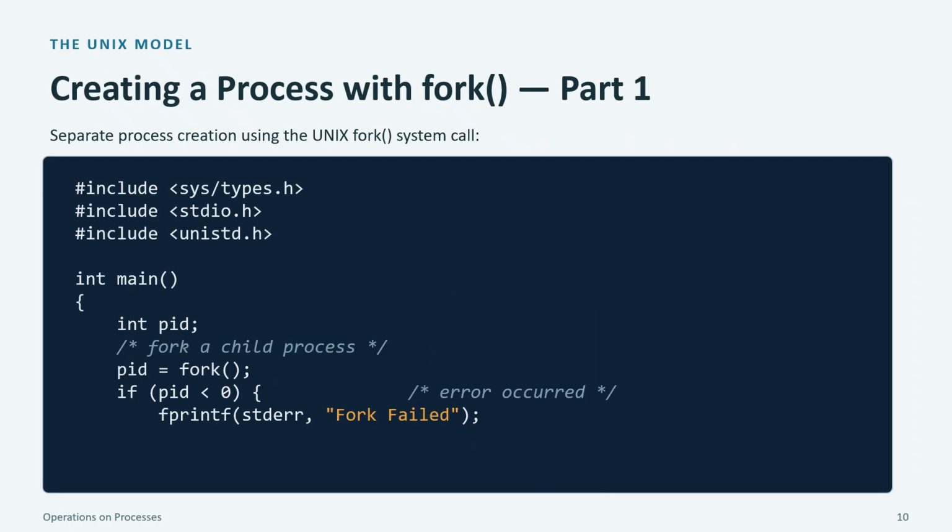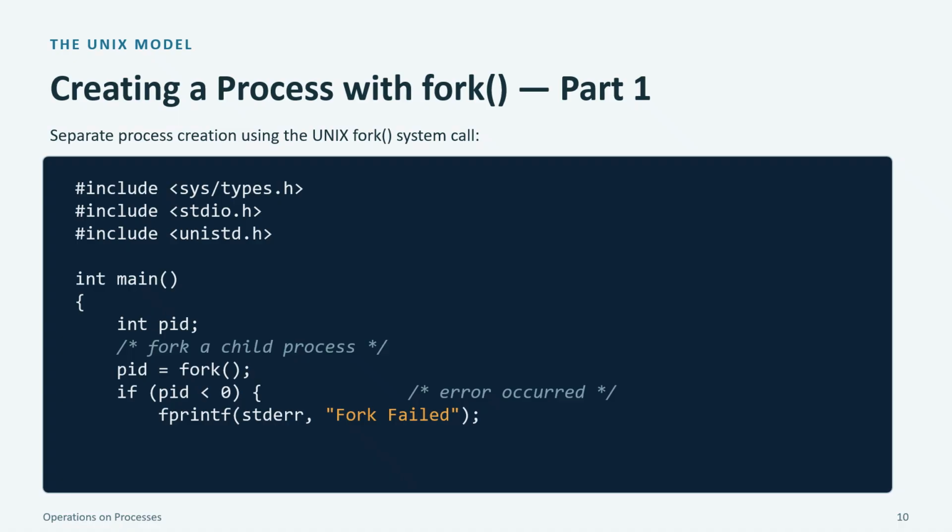Now let us look at a simple C program using fork. First, we include the required header files. We include sys/types.h, stdio.h and unistd.h. Then we define the main function. Inside the main function, we declare an integer variable called pid. Next, we call pid = fork(). This is an important statement. The fork system call asks the operating system to create a new child process. After the fork call, we need to check the value returned by fork.